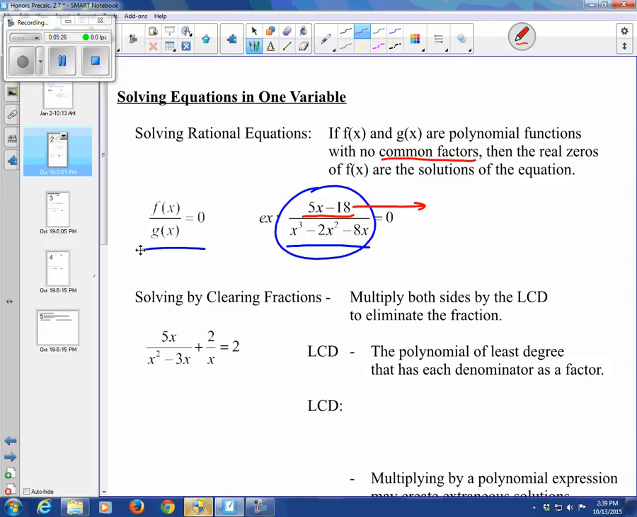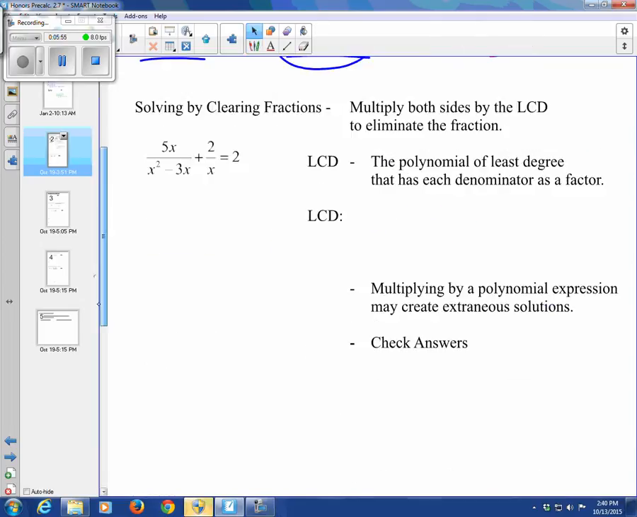If right here, 5x minus 18 is a factor of the denominator, then we're also going to get 0 in the denominator and we'd be undefined. So so long as the x value that gives us 0 in the numerator is not also giving us 0 in the denominator, we can take the numerator, 5x minus 18, and solve for the 0 right here. Just solve for x right here. That would be x equals 18 over 5.